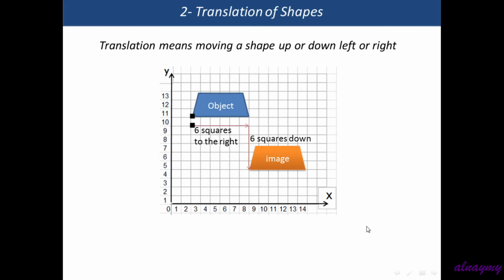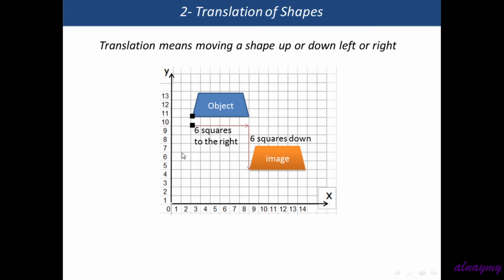But how do I make the translation? Translation is when you move the object. Also you take points. You have the object, you have the grid, and you have to draw me this image. You pick a certain point, and then I say to you in the question, move the object 6 squares to the right and 6 squares downwards.